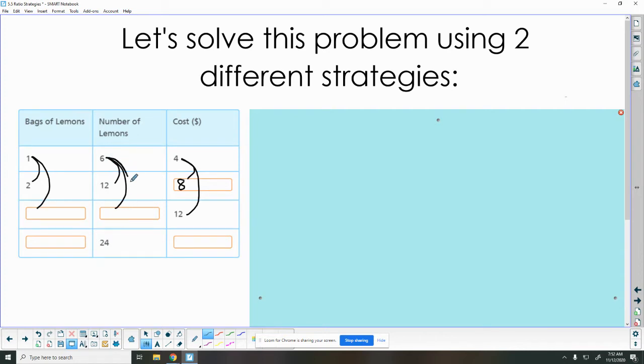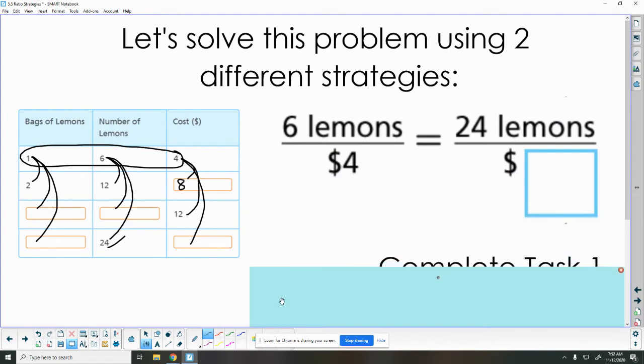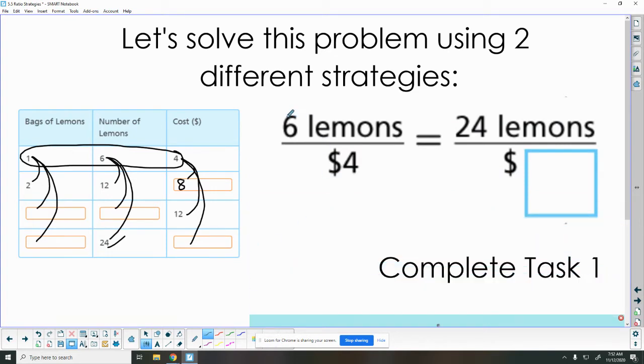And then I can look here, how did I get from 6 to 24? Well, that's times by 4. So I need to times by 4, times by 4. So one thing to notice is we always came back to this basic one here, the very first one, and did everything from there. And then this strategy is just the one we used before. We had 6 lemons that cost $4. We had lemons on the top, money on the bottom. I like to put the labels just to help me remember. And then I know I wanted 24 lemons matched up. So how did I get from 6 to 24? Well, that was times by 4.